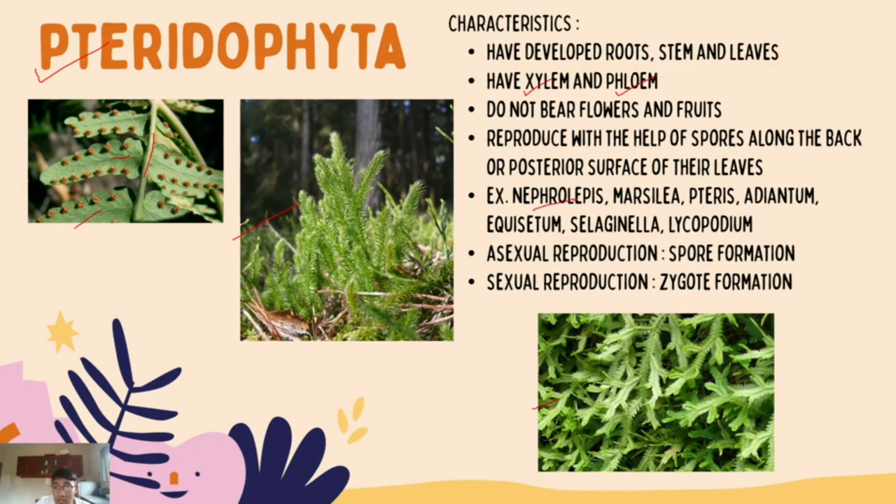What are the examples of this? Nephrolepis is an example, Marsilea, Pteris, Adiantum, Equisetum, Selaginella, Lycopodium. So these are the examples of this particular division Pteridophyta. If asexual reproduction is happening, it is going to be by spore formation, and if there is sexual reproduction in pteridophytes, it is going to be by zygote formation. So these are the characteristics of these three divisions.